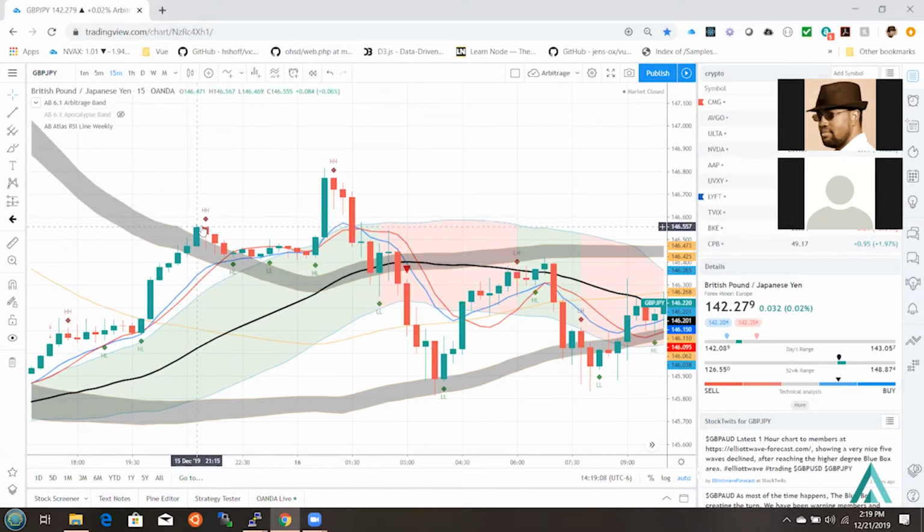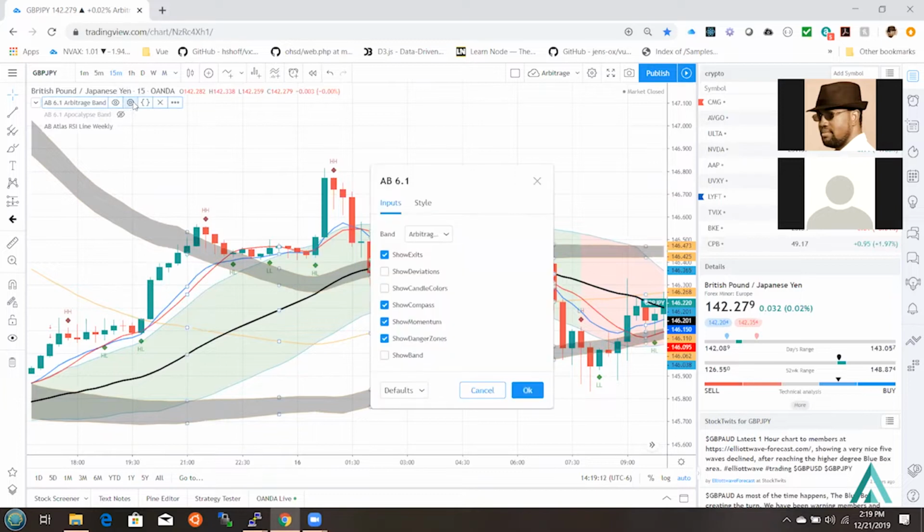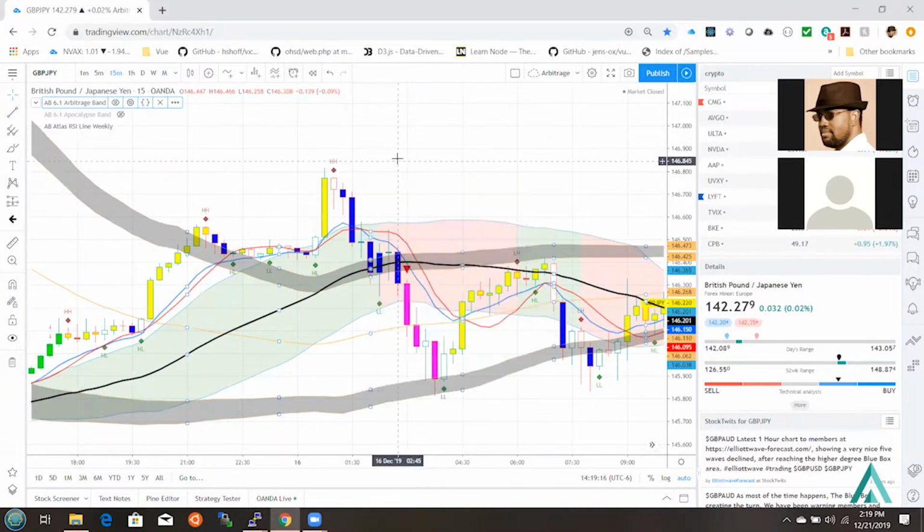Apparently we see that we're getting reds right here, but if I configure my band and actually show candle colors, we can see at the first blue candles, the trend is changing. So before this line even crosses, we can see that things are not going our way.